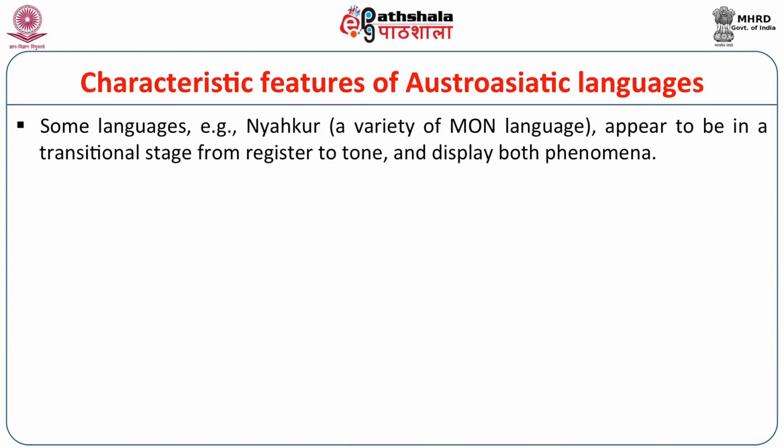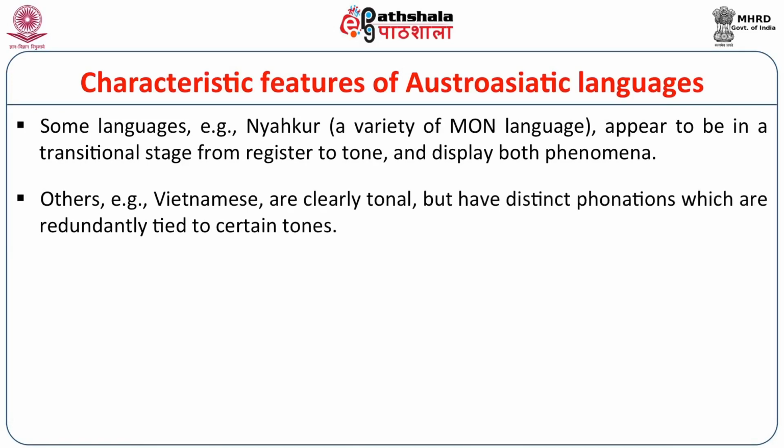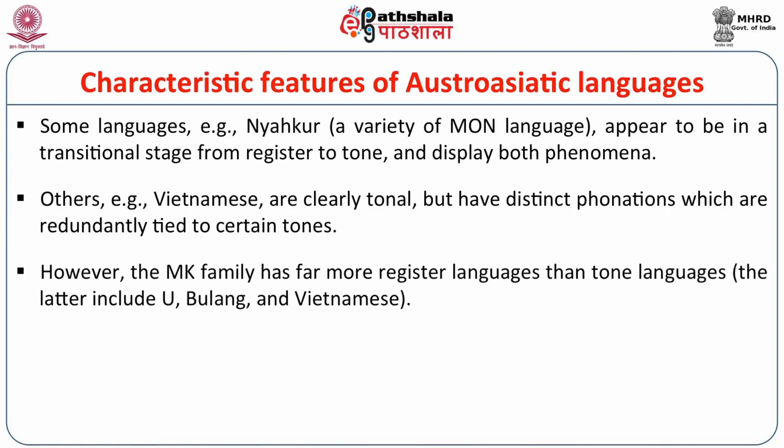Some languages, for example Nyakur, a variety of Mon language, appear to be in a transitional stage from register to tone and display both phenomena. Others, for example Vietnamese, are clearly tonal but have distinct phonations which are redundantly tied to certain tones. However, the Mon-Khmer family has far more register languages than tone languages. The latter include U, Bolyu, and Vietnamese.